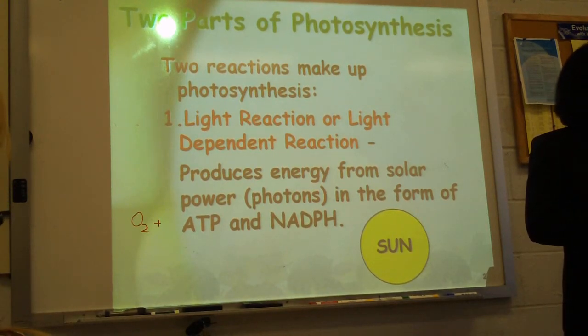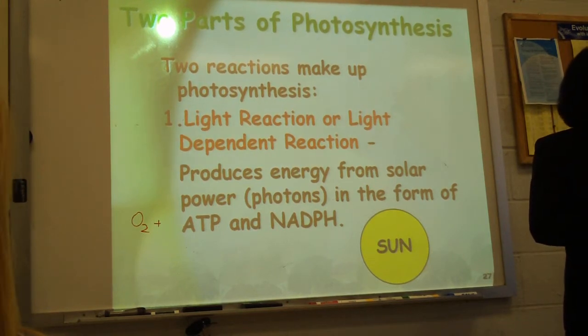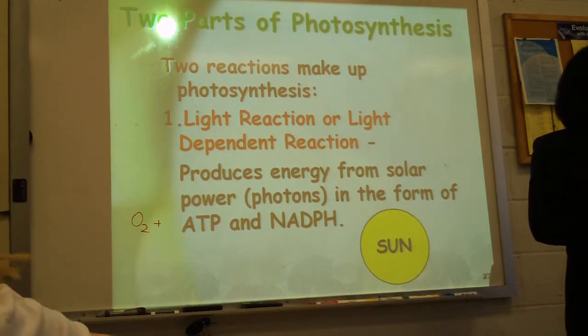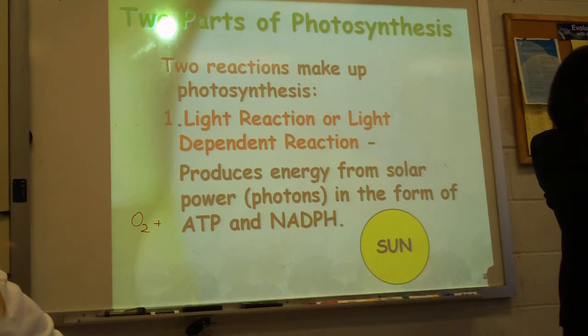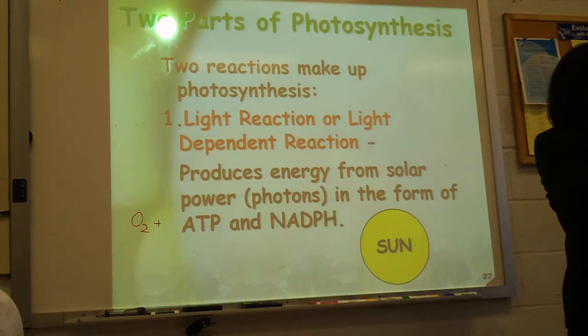So when we say in photosynthesis we give off oxygen, the oxygen is made in the first part, the light reaction, and then when they actually make the sugar, that's in the Calvin cycle? Yes. But the Calvin cycle doesn't make oxygen? No. Oxygen comes from H2O, the splitting of water. Do not forget that.